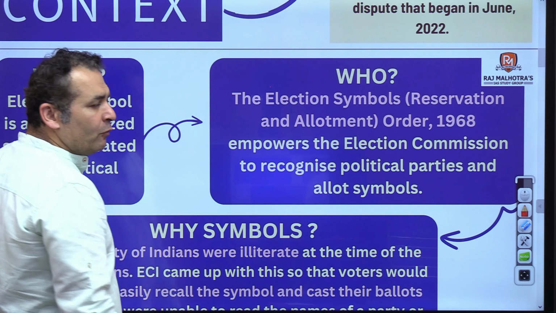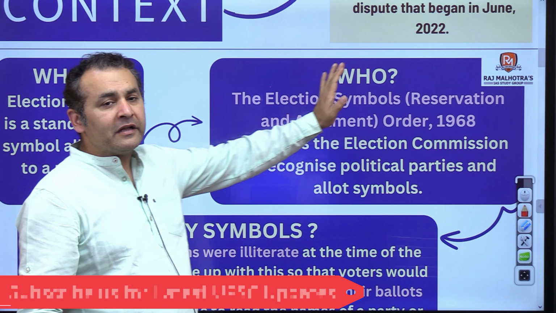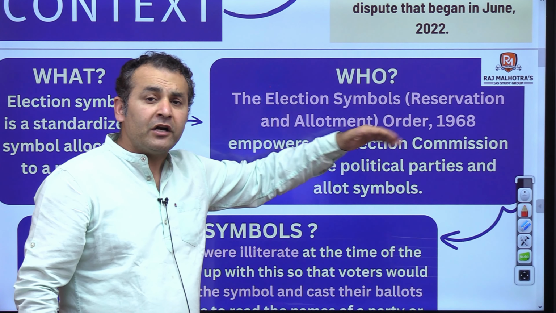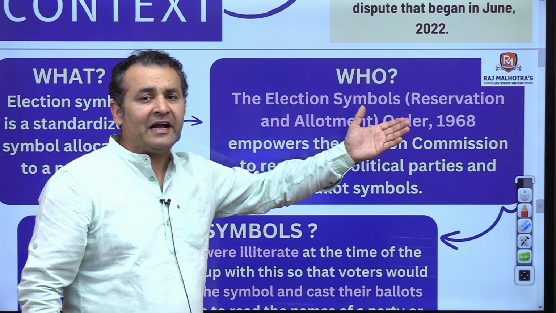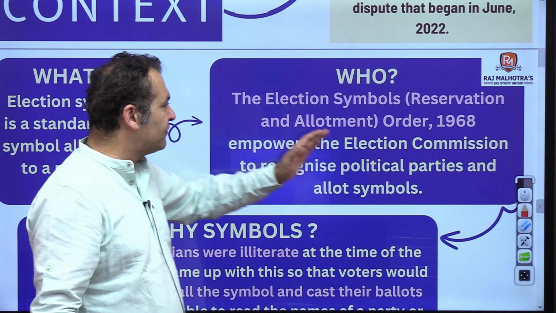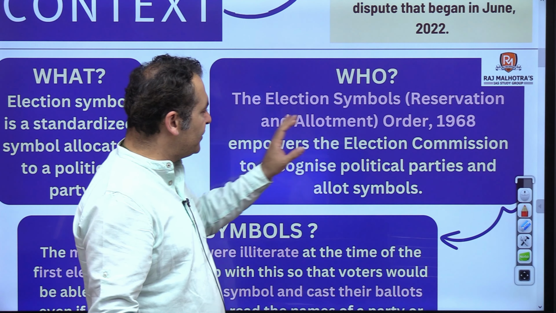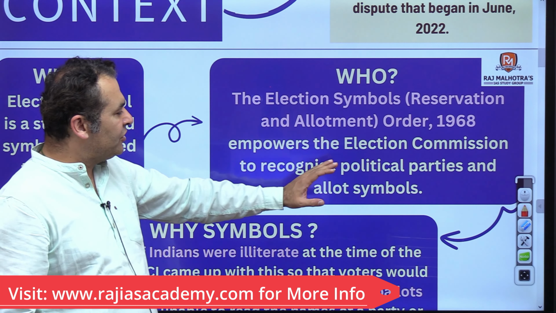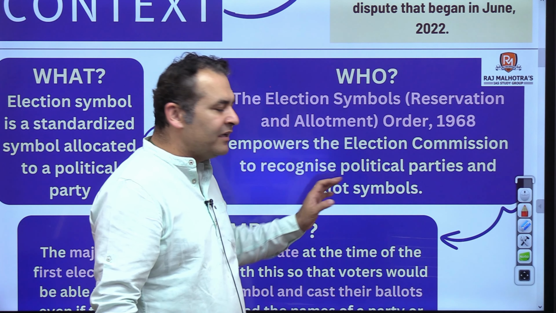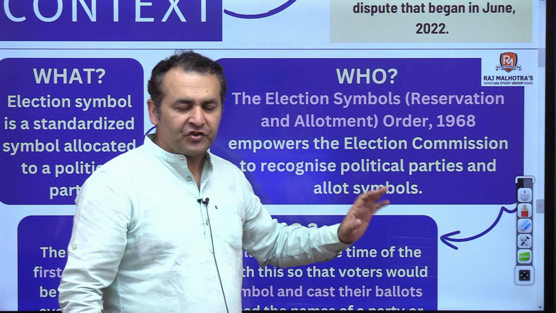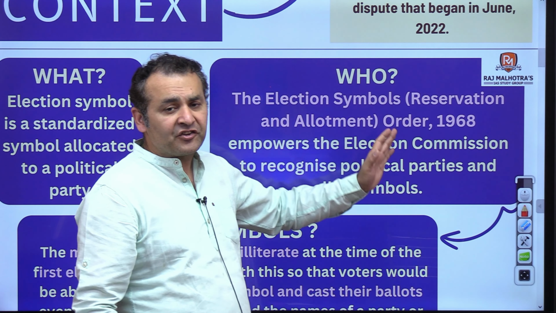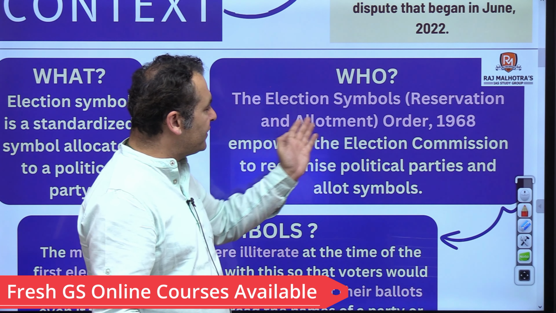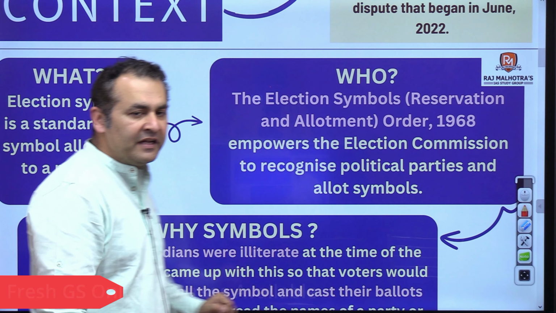So if we know what an election symbol is, then who gives it? Obviously, it is the Election Commission of India. Now under what rules does the Election Commission of India allocate the symbols to the parties? The Election Symbols Reservation and Allotment Order 1968 empowers the Election Commission to recognize political parties and allot symbols. So, who allocates it? The Election Commission. Under what rules? The Election Symbols Reservation and Allotment Order 1968.